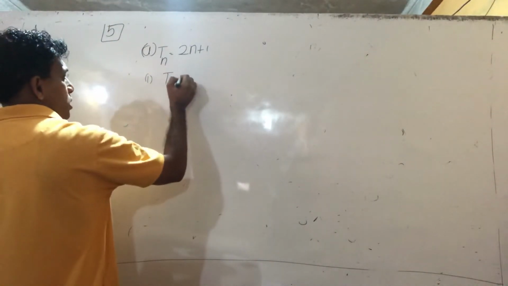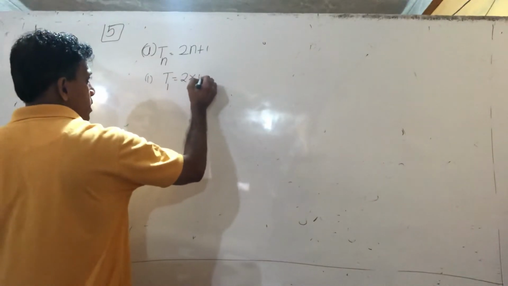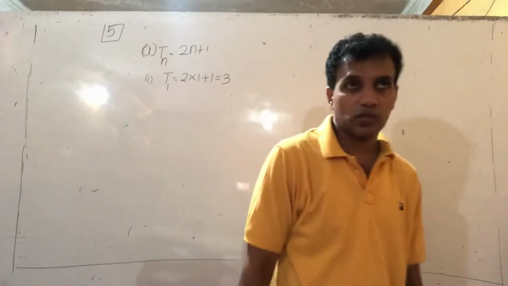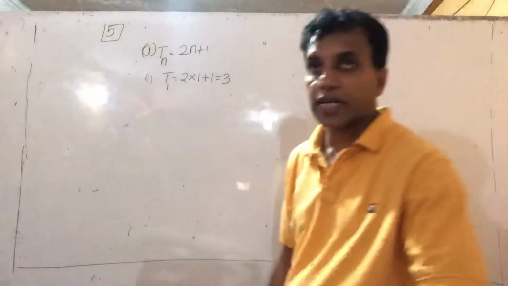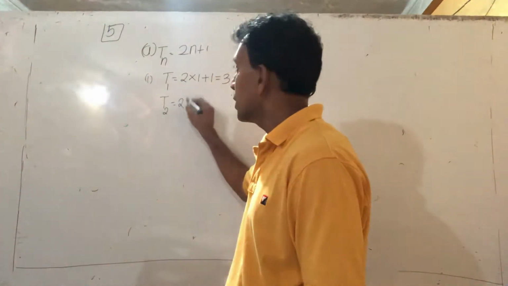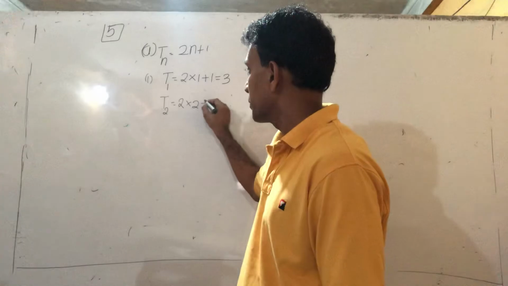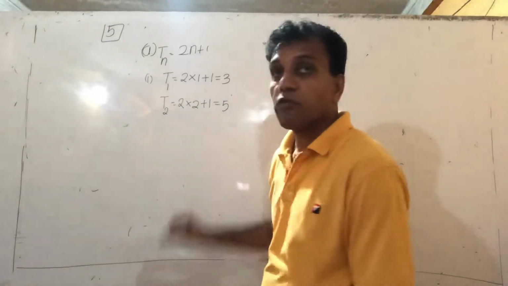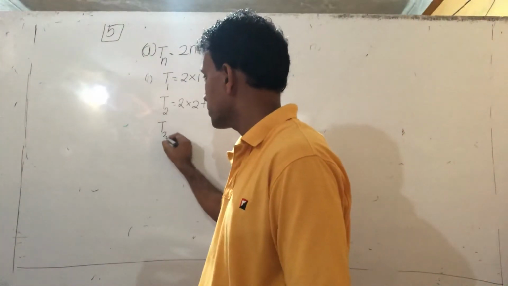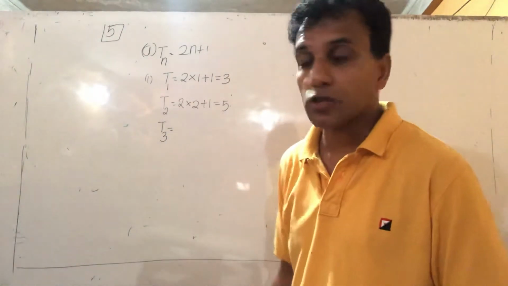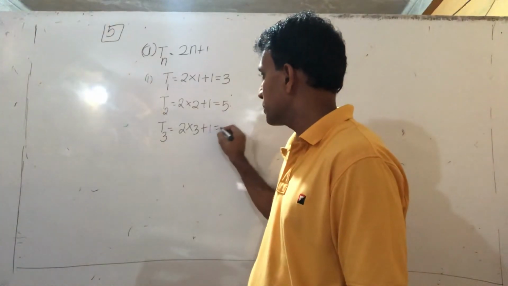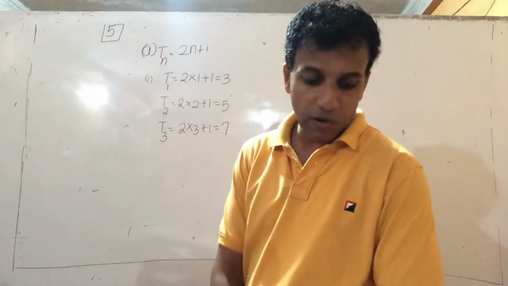T1 equals 2 times 1 plus 1. 2 times 1 is 2, 2 plus 1 is 3. The first term is 3. Then to find the second term, put n equal to 2. T2 equals 2 times 2 plus 1, which is 5. The second term is 5. Next, the third term, T3. Put n equal to 3: 2 times 3 plus 1 is 7. This is the way to answer all four parts like this.